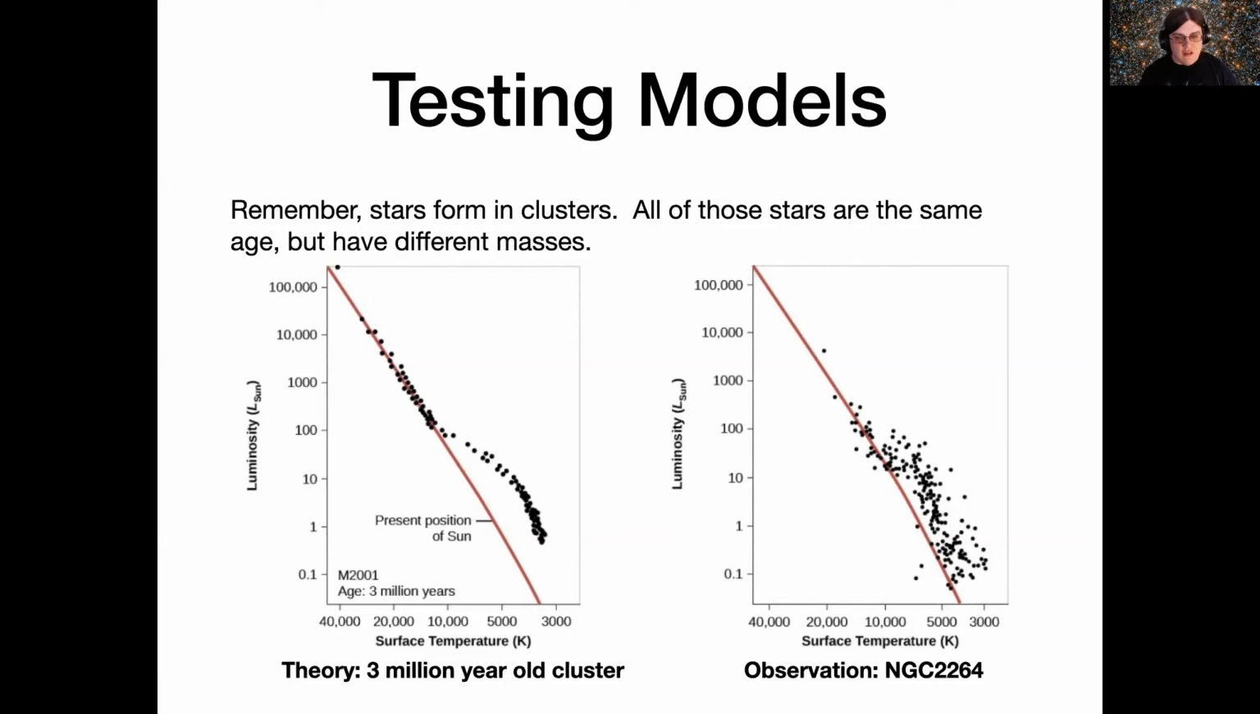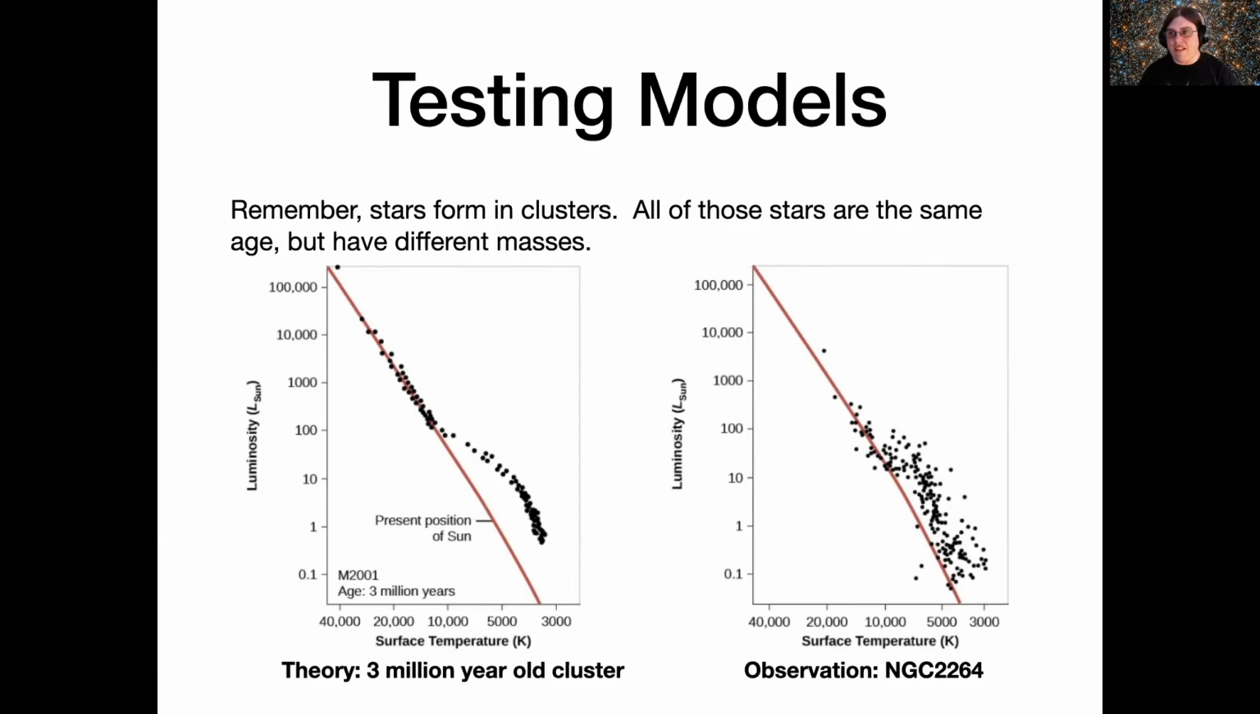Farther out, they're still forming. They're still contracting, they're still protostars. So if we compare it to observations, this is an HR diagram from the cluster NGC 2264. And you can see they're kind of similar in that the stars brighter than about 100 solar luminosities are on the main sequence, and the stars fainter are not quite yet.